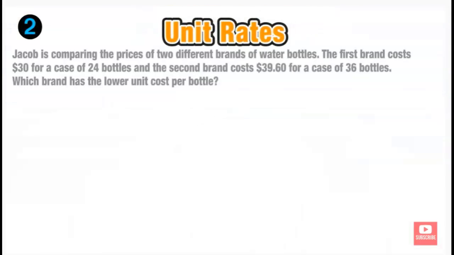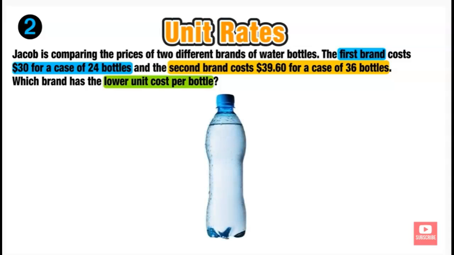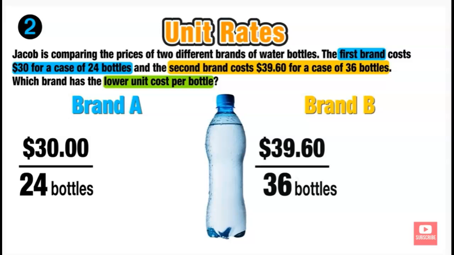Now we'll take a look at one more example. In this scenario, Jacob is comparing the prices of two different brands of water bottles. The first brand costs $30 for a case of 24 bottles, and the second brand costs $39.60 for a case of 36 bottles. What we want to find out is which brand has the lower unit cost per bottle. Essentially, which brand is the better deal. Let's call them brand A and brand B. Brand A is $30 for 24 bottles, and brand B is $39.60 for 36 bottles.